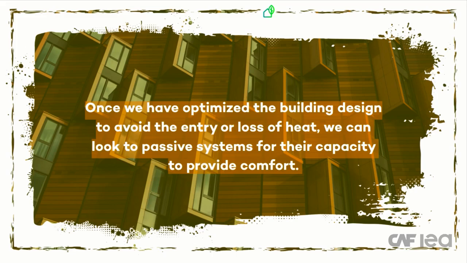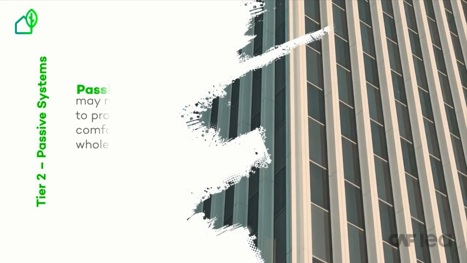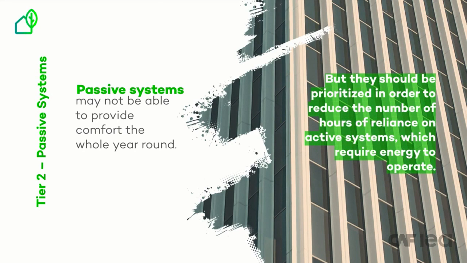Once we have optimized the building design to avoid the entry or loss of heat, we can look to passive systems for their capacity to provide comfort. Even though passive systems may not be able to provide comfort the whole year round, they should be prioritized in order to reduce the number of hours of reliance on active systems, which require energy to operate.